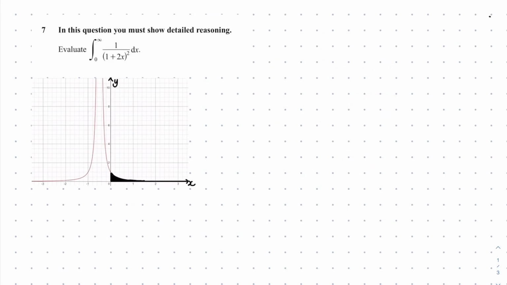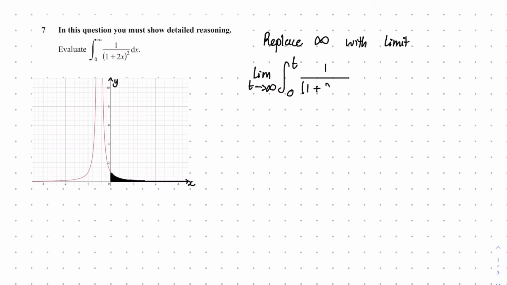Now that we've drawn our graph and we've plotted what part of the graph we need to find the area of, which is highlighted here in black on the graph on the screen, we need to start calculating and evaluating the equation. So first things first, we've got to replace the infinity sign in the integral with a limit. So first we write the limit as t, which is just an example variable, tends to infinity, of the integral between 0 and t, of 1 over, all in brackets, 1 plus 2x squared with respect to x.